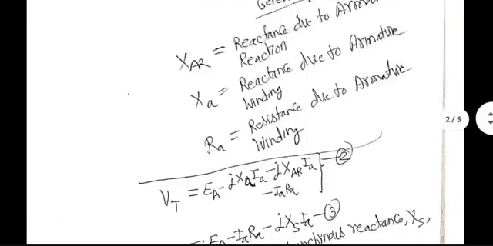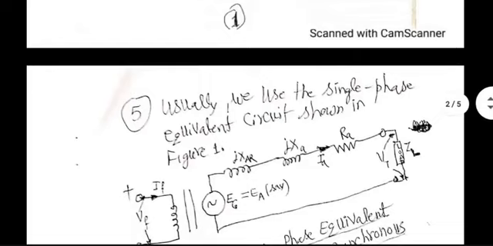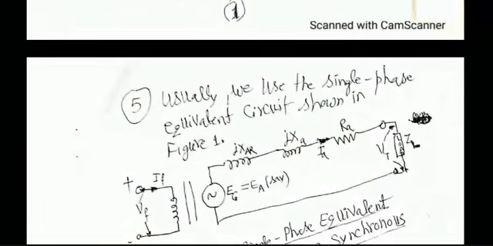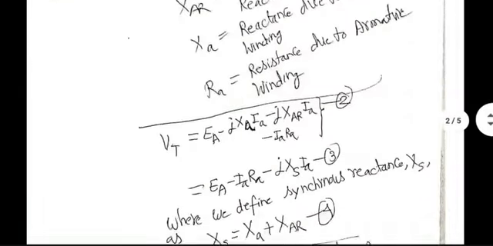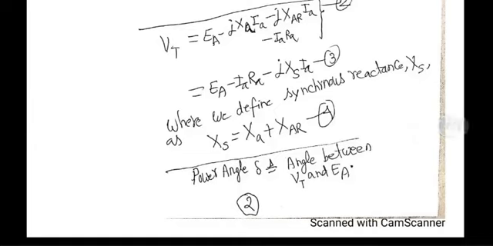As I said, depending on the load, IA would change. And every time IA changes, this poor guy, delta, the phase angle between VT and EA, will keep changing to adjust to the reality.